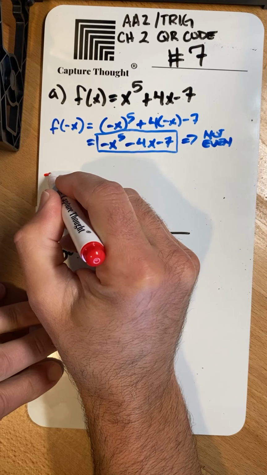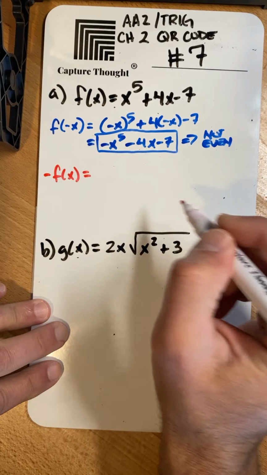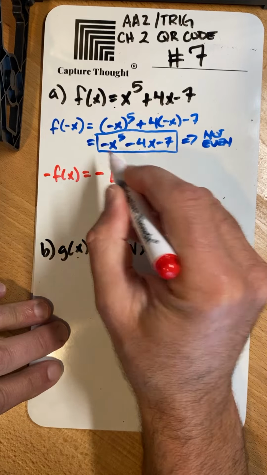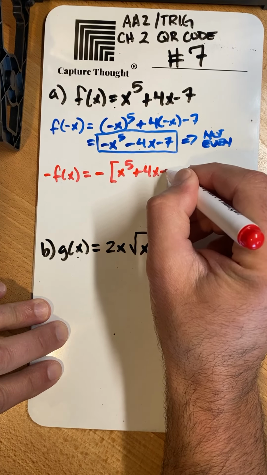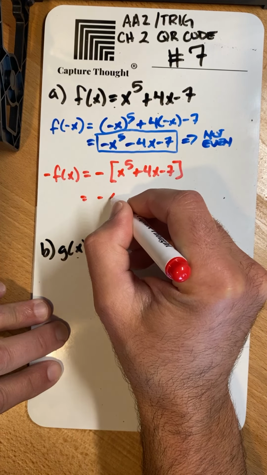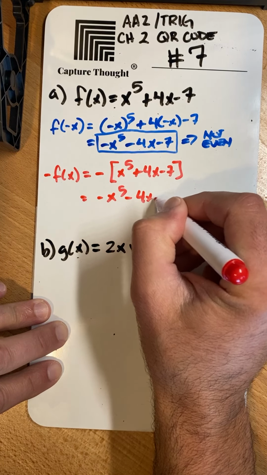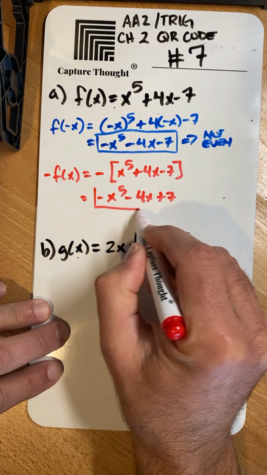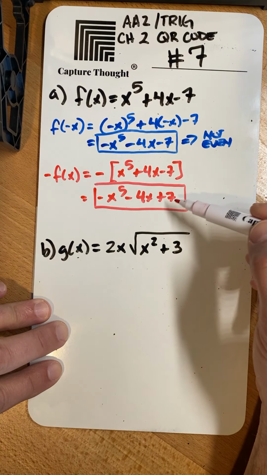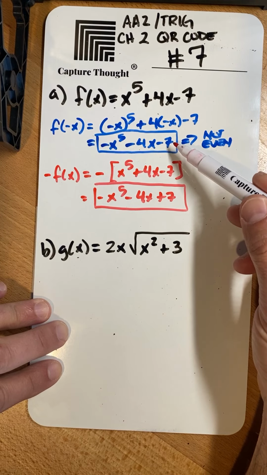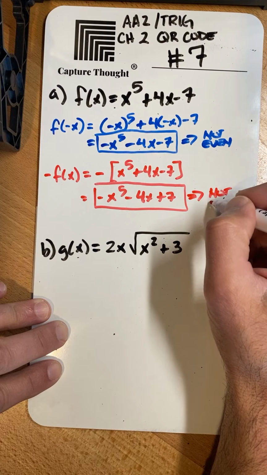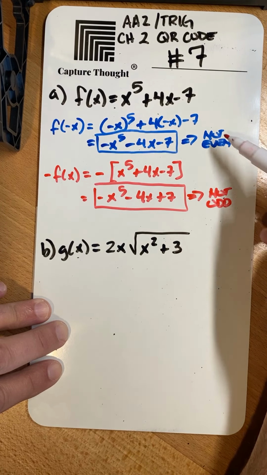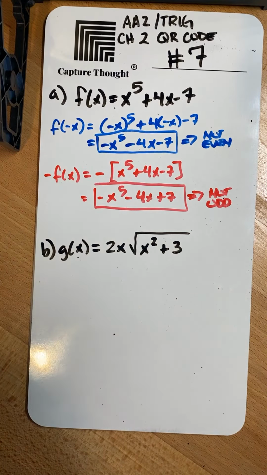So let's check the negative of f of x. So the opposite of f of x is just put a minus sign in front of your entire function and then distribute if you can. So this would give me negative x to the 5th minus 4x plus 7. Now look at this. This is not equal to that, and it's not equal to the original. So anyways, that tells me that this is not odd. So therefore, because it's not even and it's not odd, the first one is neither. That's the analysis you have to do for that one.